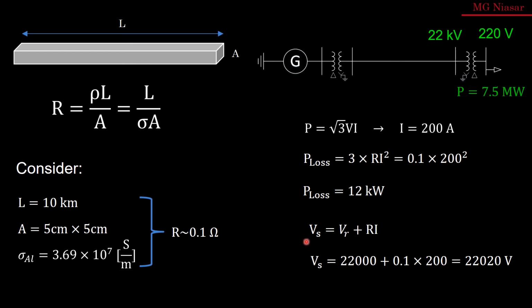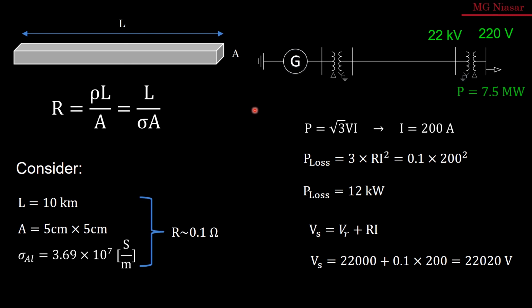Now, if I calculate the voltage at the sending side, the same as before, it's the voltage at the receiving side plus the voltage drop over the transmission line, which is Ri. Now, the voltage at the receiving side is 22 kilovolts, and the current is 200 amps. Do the multiplication. Then the sending voltage should be 22,020 volts. Even during night or whenever the load is very small, even if this is completely zero, the sending voltage would become 22,000. And during the full load, in this case, it is 22,020 volts. So the regulation for the sending voltage would be very small.